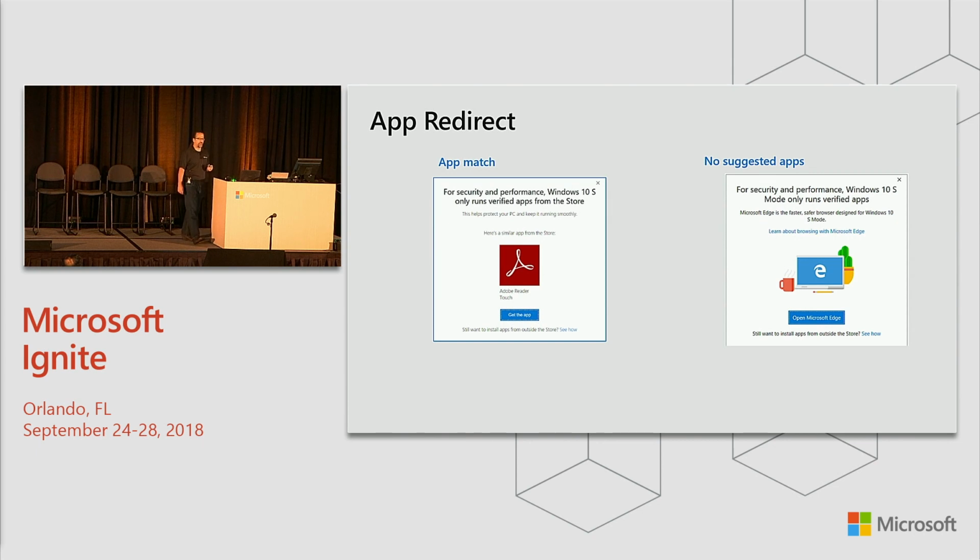What happens with the app experience? Well, we have an app redirection feature where, let's say that a user has gone online and has downloaded Adobe Reader. For an application like Adobe Reader, if they download the 32-bit one using the traditional Windows installer, they're going to get a block. But they're going to get a block with an app match. And the app match is basically going to tell them to use the version of Adobe Reader that comes from the Microsoft Store.